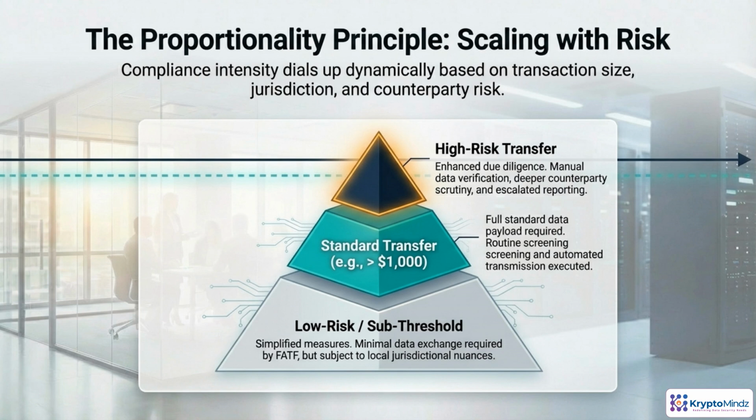Proportionality means you don't treat every transfer like it's high risk. Below local thresholds, you might only collect minimal data and run basic checks. Once amounts cross the main trigger, full travel rule data, screening, and automated messaging should kick in. If something looks high risk, you stack on enhanced due diligence and escalation. Design your rules so risk, not just value, drives how intense your controls are.